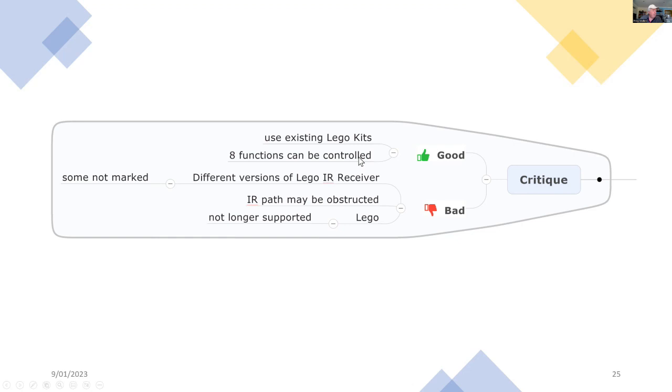Just have to be careful that there are different versions of that IR receiver, and not all will work with the MakeCode extension or the Lego IR receiver. And you've got to also be careful that you may obstruct the IR path. So you wouldn't want to use this on, say, signals or anything which was critical. And unfortunately, Lego no longer support this version of the Power Functions IR receiver.